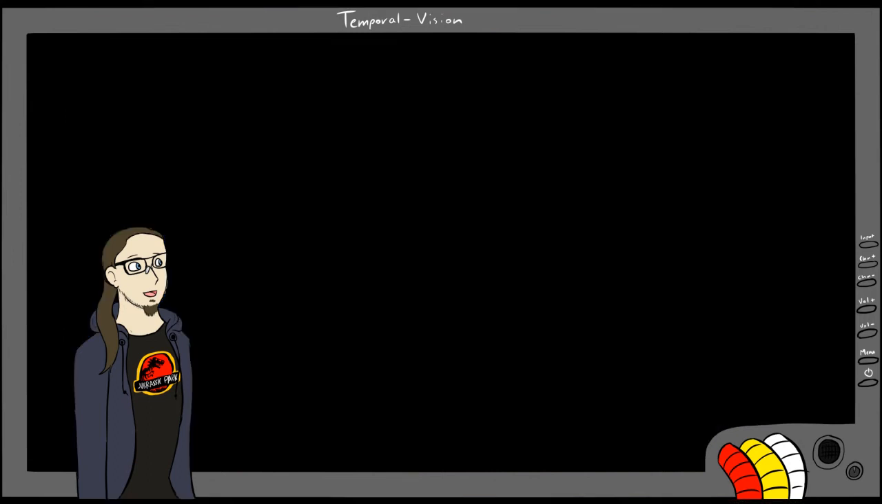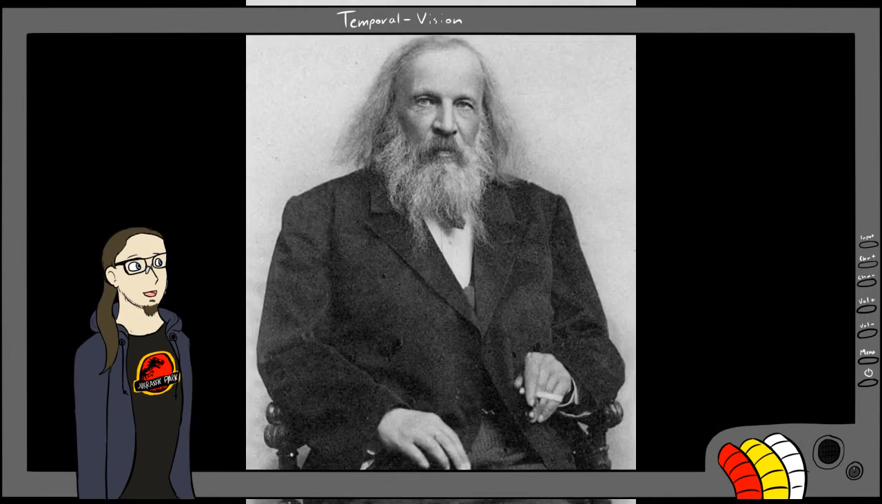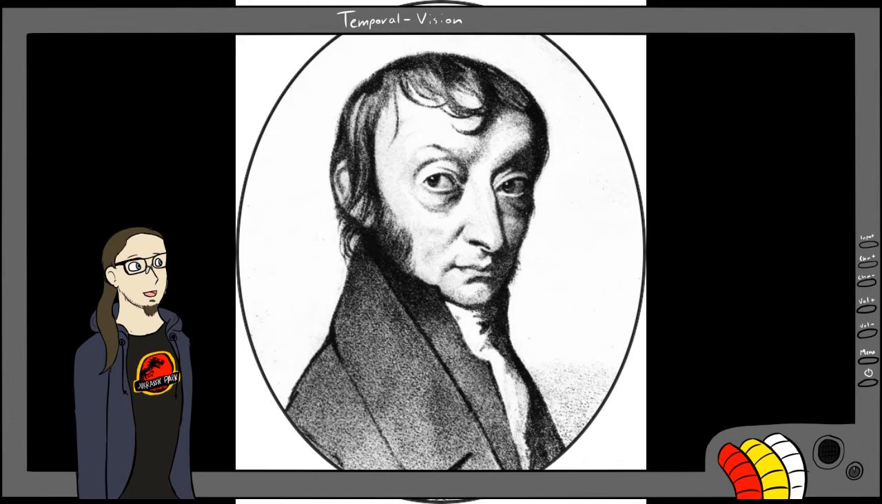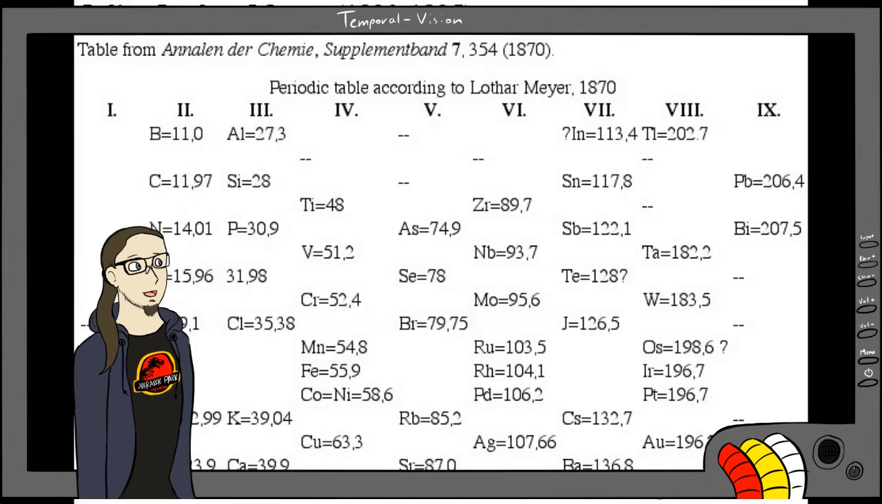In 1860, Lothar and Dmitri Mendeleev, another chemist, attended the Karlsruhe Congress and were independently inspired by Avogadro's work to create a way of classifying the elements. 2 years later, Lothar published his first version of the periodic table and would go through revisions until 1869.